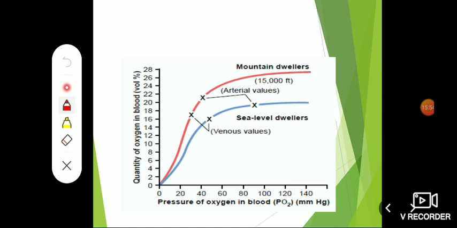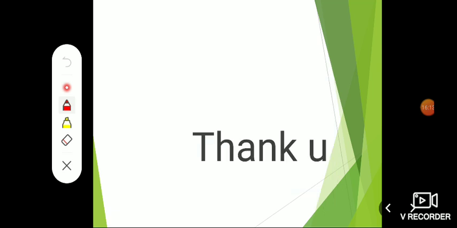So these are the changes of acclimatization. If they are managed properly, a person can survive for some amount of time, but he has to come down, and people who are born there can survive in a better way. So here we are finishing the physiology of high altitude. Thank you.